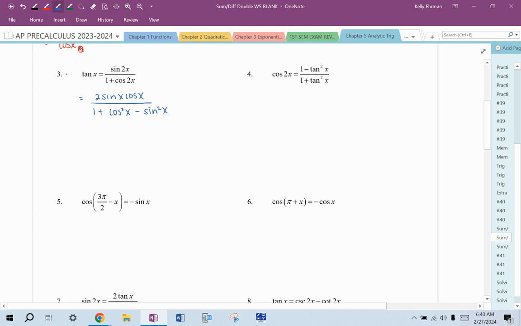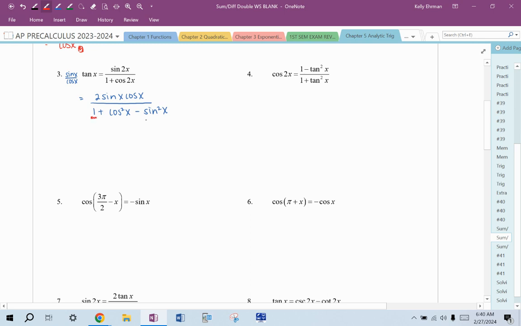Now, how do you know whether to replace a cosine squared or a sine squared or what? Take a look at the left side. Tangent x is sine x over cosine x. So it makes sense that I would want to keep the cosine squared and get rid of the sine squared in the denominator. All right, so let's look for a Pythagorean identity before we start rewriting things.